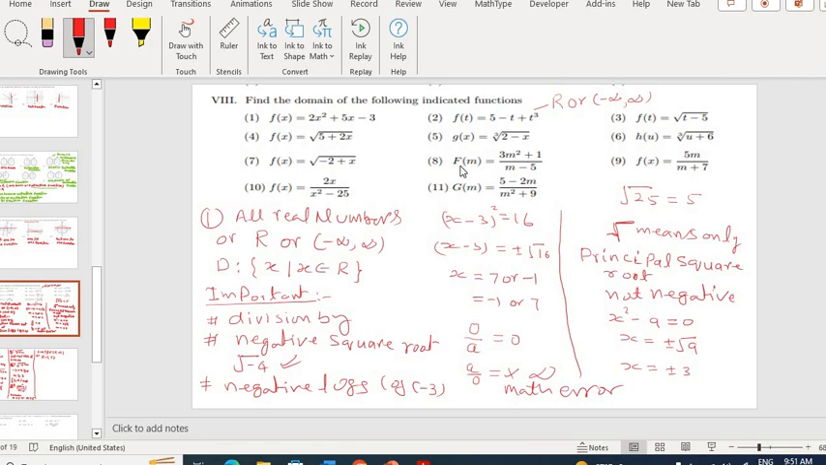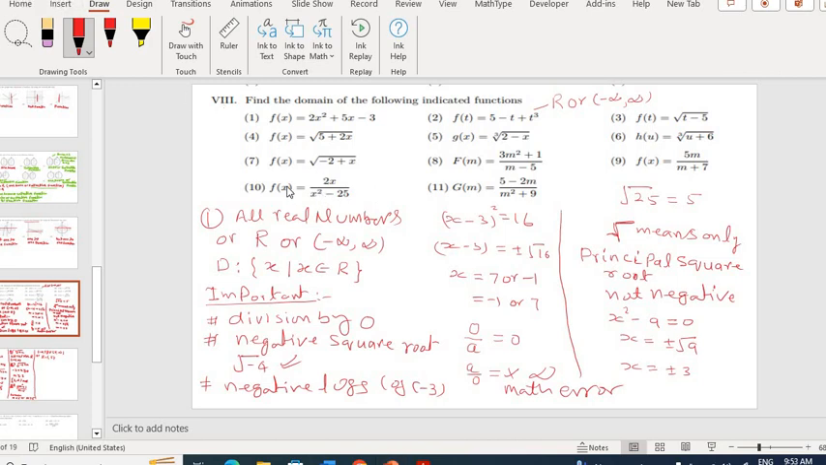Similarly, by using the concept of question number 8, you can write question number 9 also, all real numbers except m is equal to minus 7, because when you put minus 7, then the denominator becomes 0. As I told you, division by 0 is not possible. So what is the answer? R, capital, except m equal to minus 7. This is the answer of question number 9.